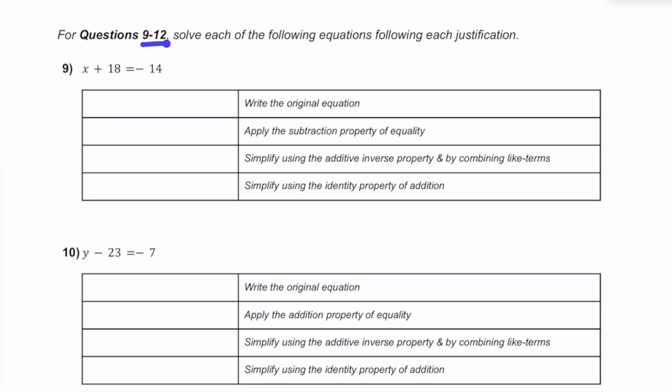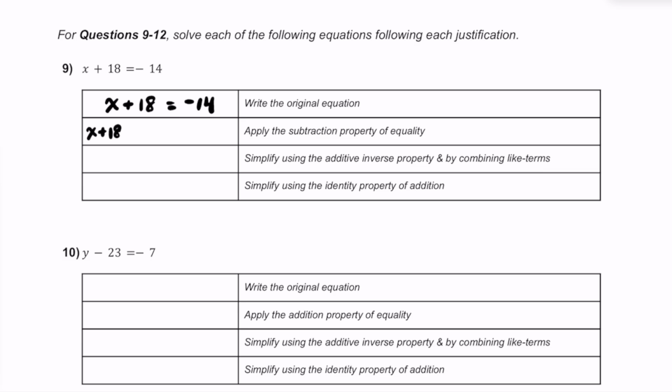For problems 9 through 12, let's go ahead and solve each of these following equations, but let's use the justifications that we are given. So for this first one, let's go ahead and write the original equation. That's going to be x plus 18 is equal to negative 14. Okay. It says apply the subtraction property of equality. So what would we subtract from both sides of the equation? What makes sense? Well, I think what makes sense here is to subtract 18.